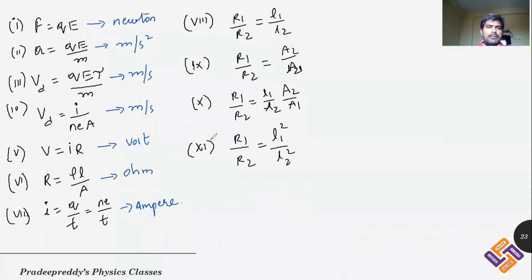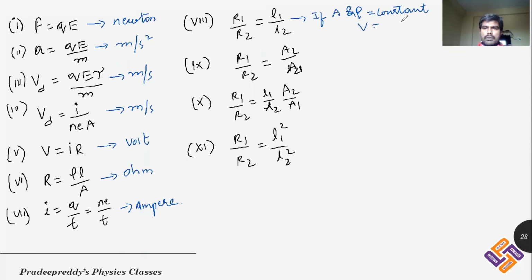Students, so far in the past video lectures, we have discussed all these formulas. F is equal to QE. We have derived equations for force, acceleration, drift velocity. We have two equations for drift velocity. And we have learned Ohm's law, V is equal to IR. And we have learned the equation for resistance, R is equal to rho L by A. And we have got the equation for current, I is equal to Q by T, where Q is equal to NE. And we have got R1 by R2 is equal to L1 by L2 if A is constant and rho is constant.